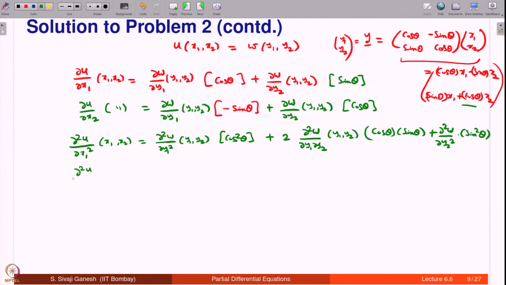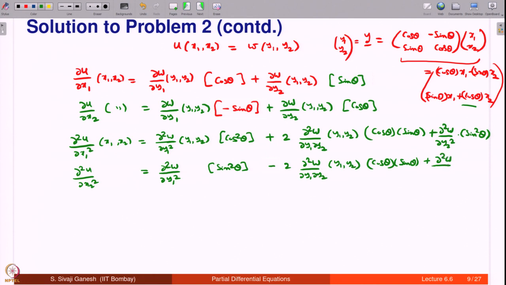Similarly, ∂²u/∂x2² turns out to be ∂²w/∂y1² into sin² θ, minus 2 times ∂²w/∂y1∂y2 into cos θ sin θ, plus ∂²w/∂y2² into cos² θ.